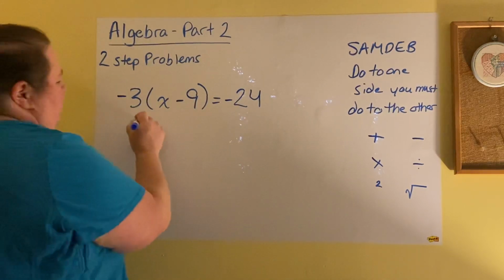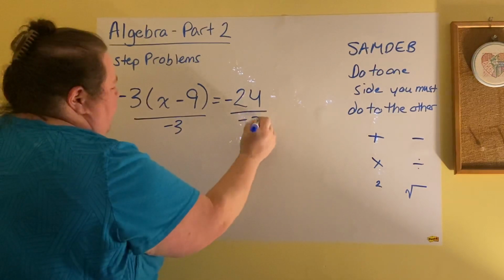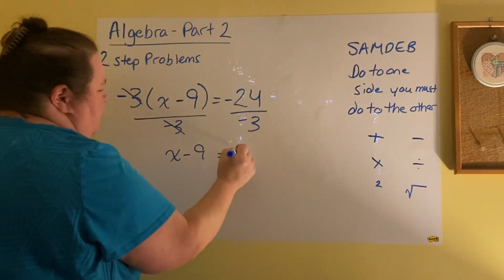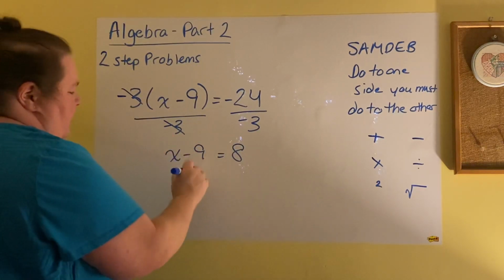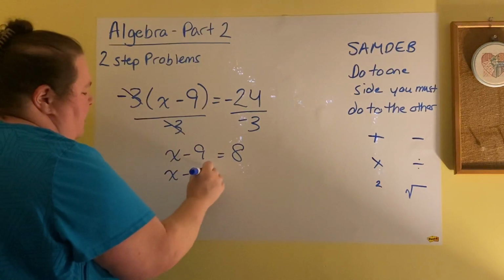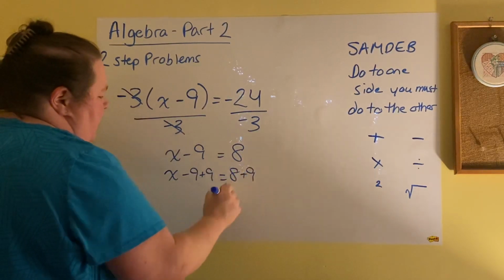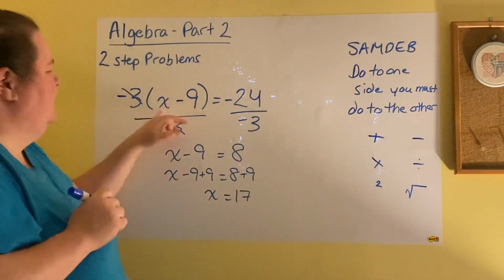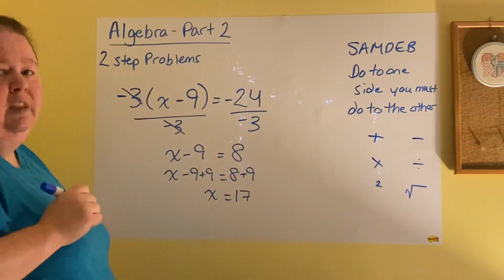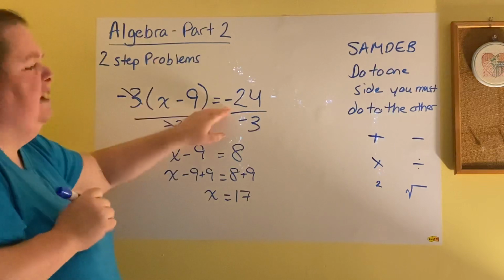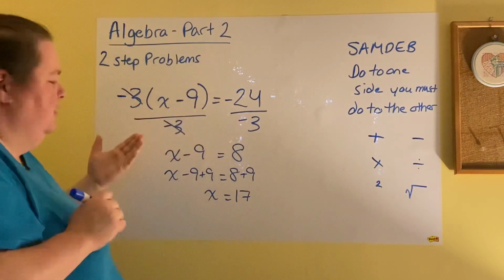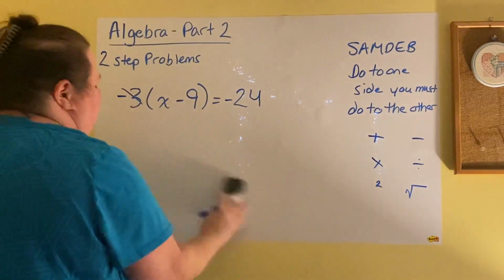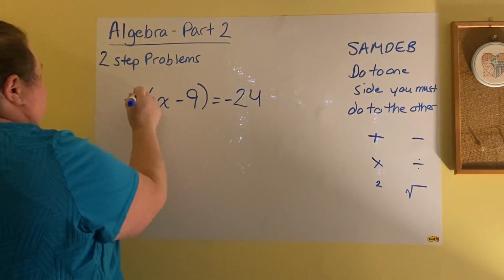So if I do that, I'm going to divide by negative 3 here. That cancels this. I'm left with x subtract 9 equals a positive 8. Then I've got to cancel subtract 9 by adding 9, and I'm left with 17 and x. So the thing is, again, if I have 17 and I subtract 9, I'm left with 8. 8 times negative 3 is going to give me negative 24. So that works out.